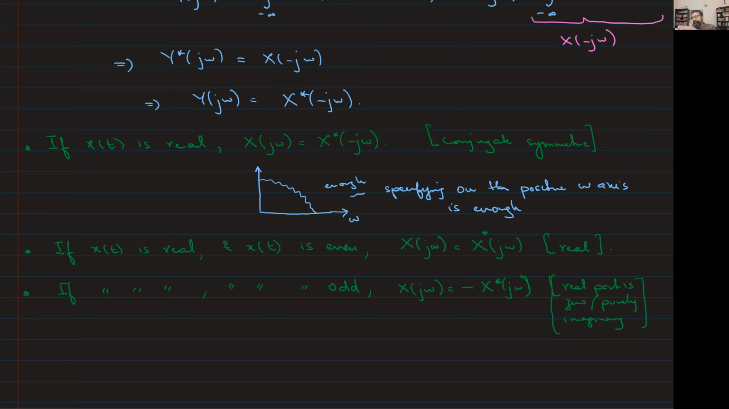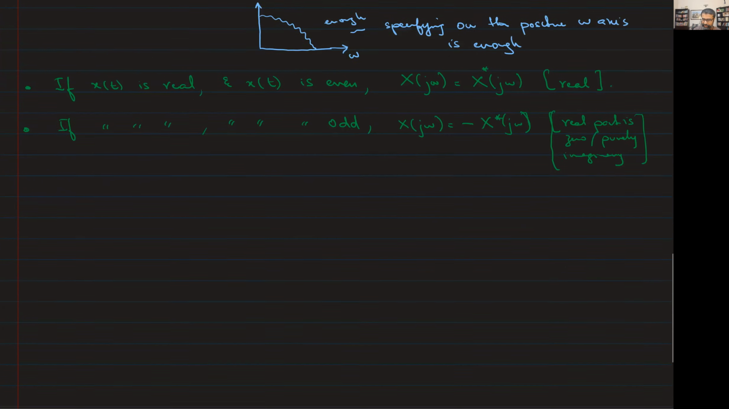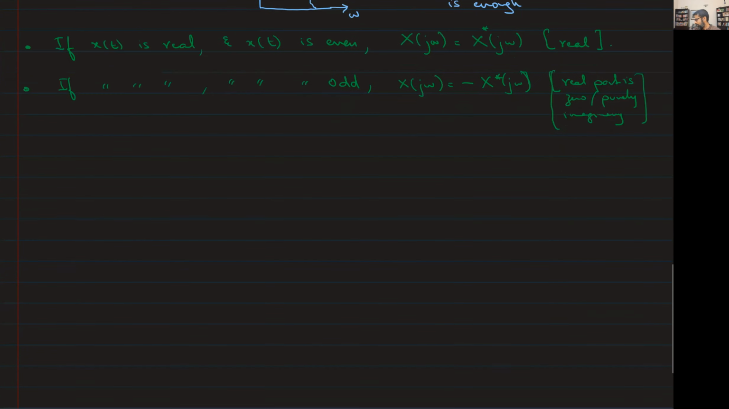So there's a forward implication. However, on the other hand, if the Fourier transform is real and even, then there should be a guarantee that the time domain signal is real and even as well. Think about that. I'll let you think about this on your own, and then I can answer questions if you have.